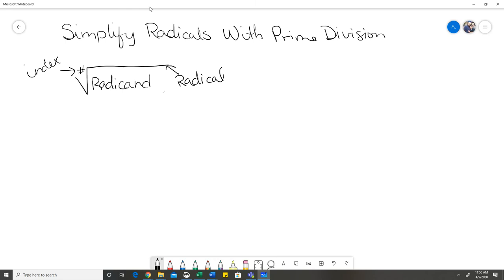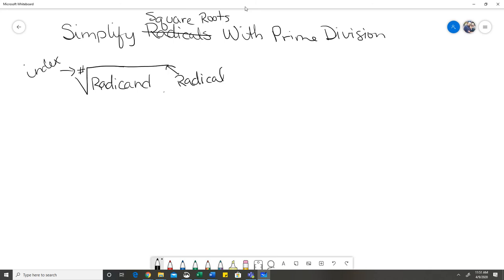Now, the nice thing about simplifying radicals with prime division is that you can use this method no matter what the index number is. The ones that we're going to focus on today are square roots. With square roots, you're not going to see an index number, but you could apply what we've done today to other radicals, cubed roots, quartic roots, etc. So I'm going to revise this where it says radicals and change it to square roots. That's what we're focusing on today. I'll do another video later where we look at other roots, like cubed roots and quartic roots.